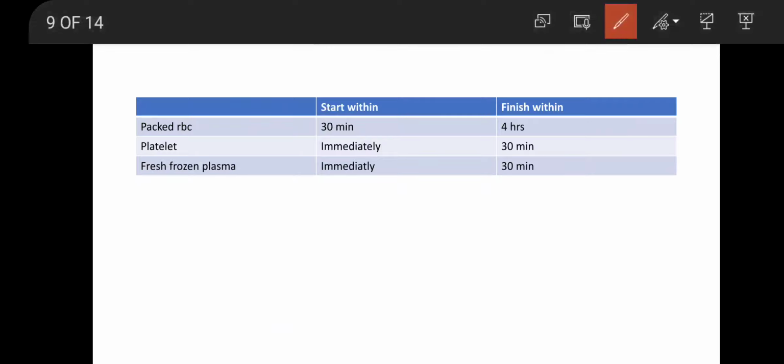So when you do blood transfusion, packed RBC, you have to start transfusion within 30 minutes and finish within 4 hours. Platelet and fresh frozen plasma, you have to start immediately and finish within 30 minutes. So practical aspect, when you have to transfuse, first platelet, then complete within 30 minutes, then you start giving packed RBC and finish within 4 hours.